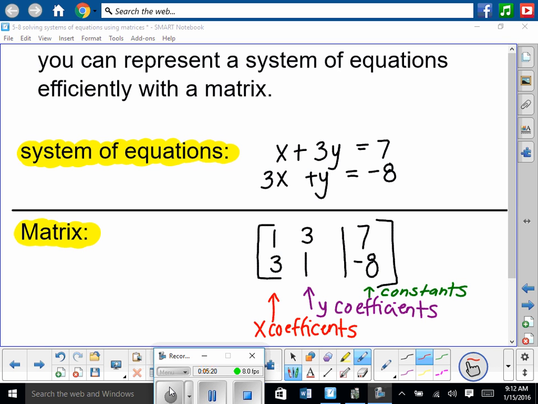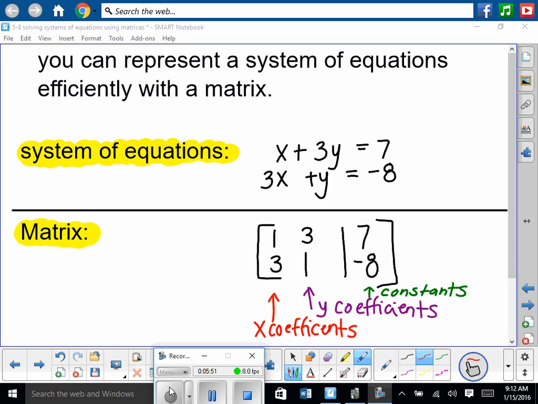Now that we know what a matrix is, you can represent a system of equations as a matrix. So in this system of equations here, we have 1x plus 3y is equal to 7, and then we have 3x plus 1y is equal to negative 8. Now we could solve this by hand, right? By substitution or elimination. Or we could simply write it as a matrix and then type it into our calculator, and I'm going to teach you how to do that in just a second. And I'll teach you what it means to simplify it, and your calculator is going to get you the answers.